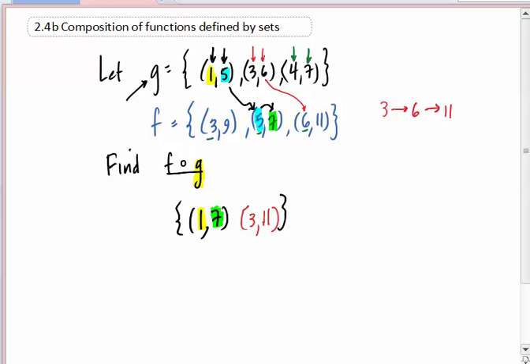Okay, looking at the next one, the 3 is the input for the 6 output. That output now is the input for the next function, and then our output is 11. So in essence, we have the 3 actually creating the 11 through the two functions.